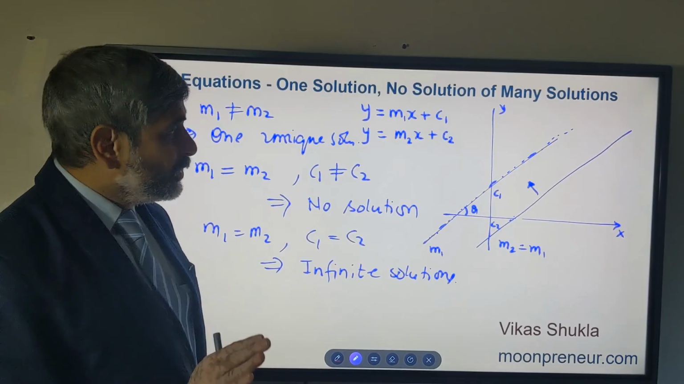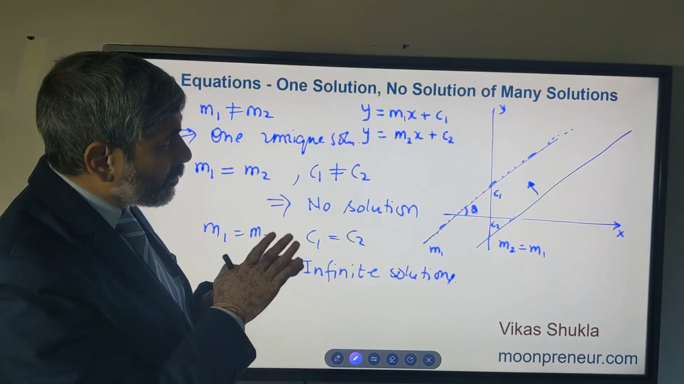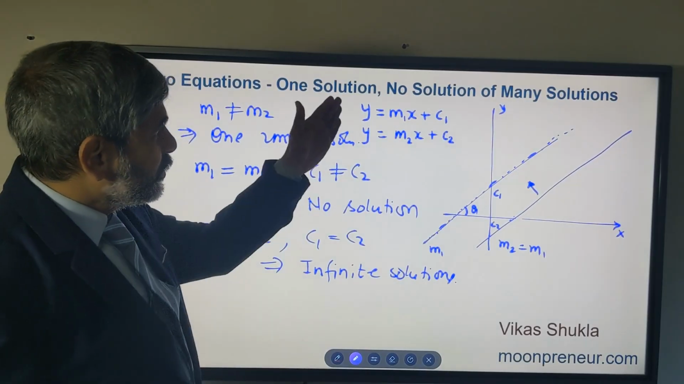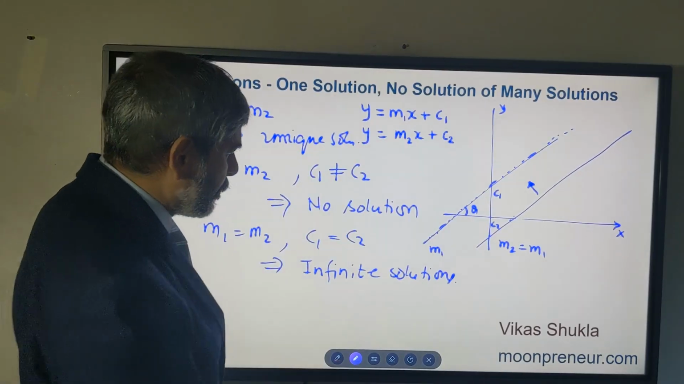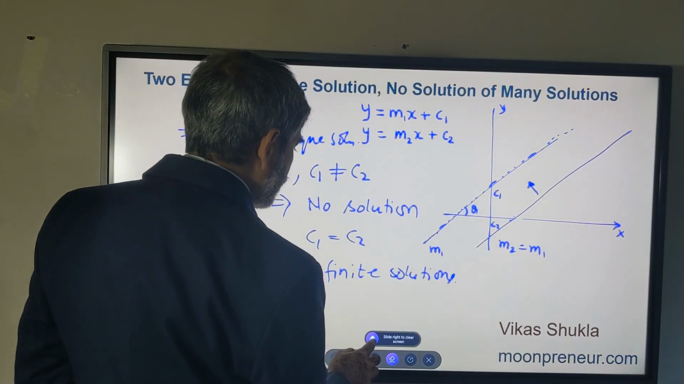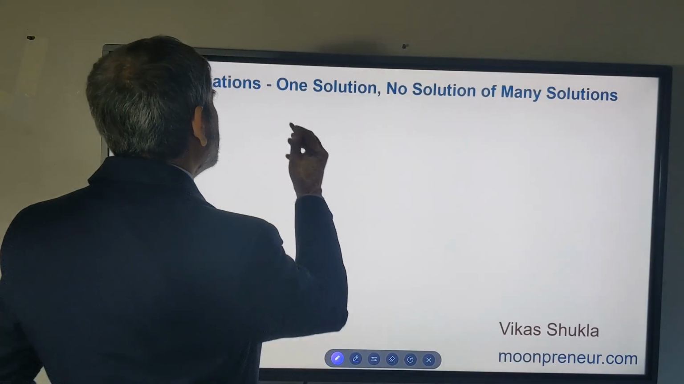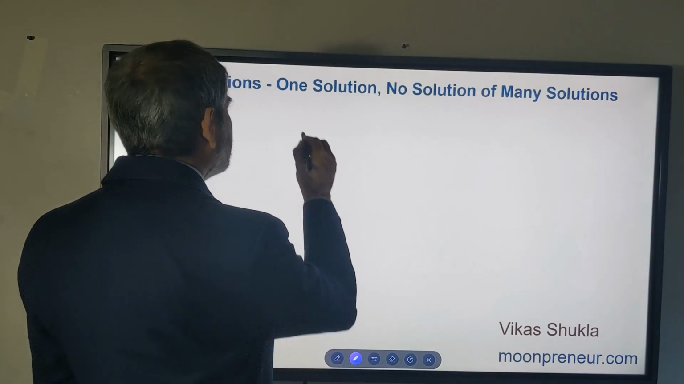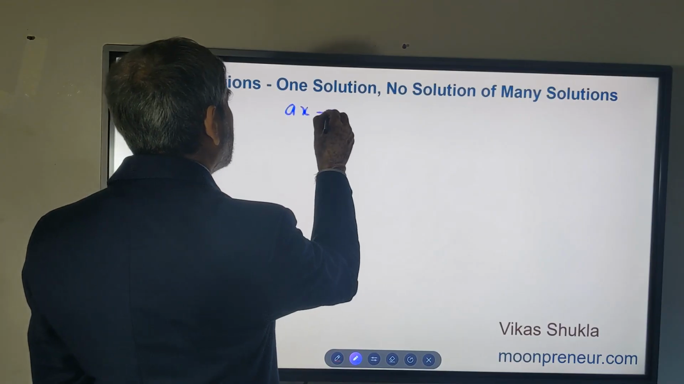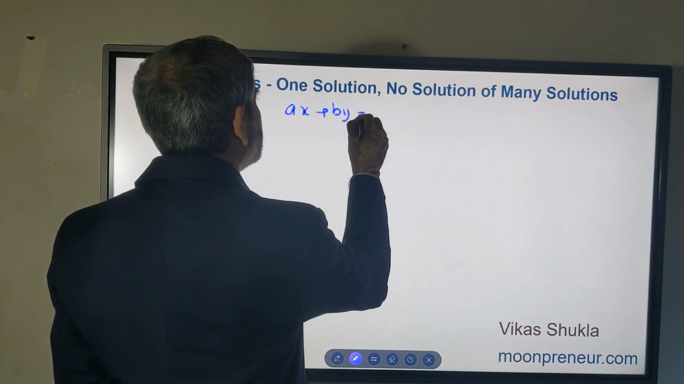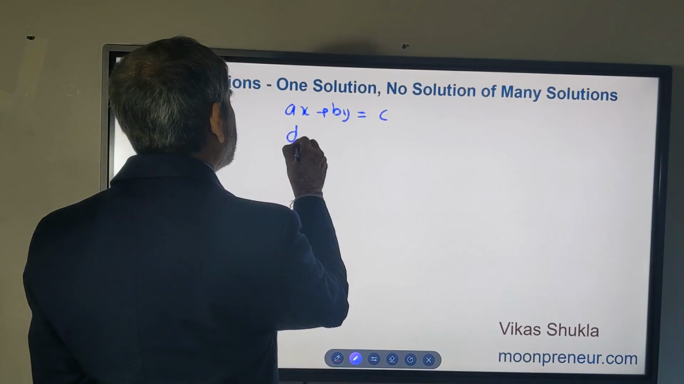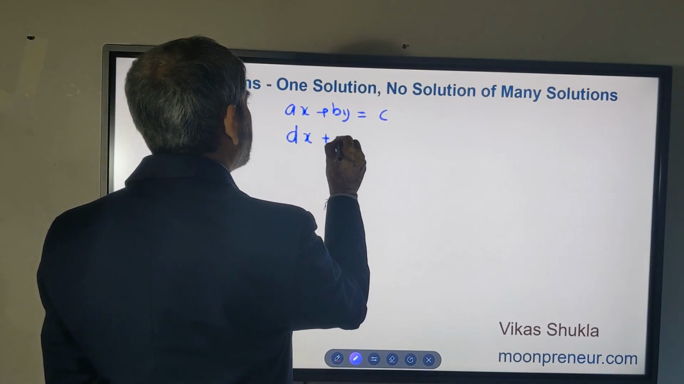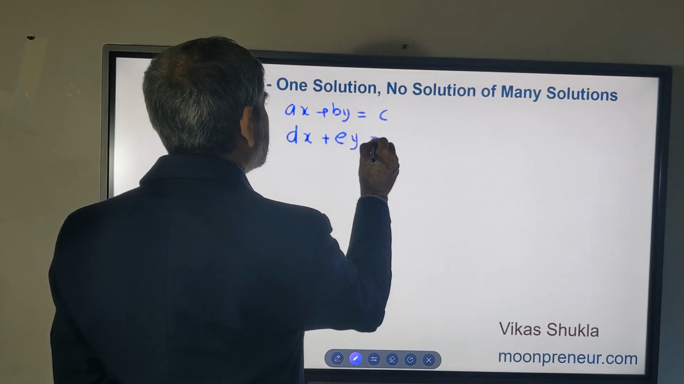Now, what we will do is try to formalize these things when the equations are not in this form, but let's say the equations are represented something like that: ax plus by is equal to c, and dx plus ey is equal to f.